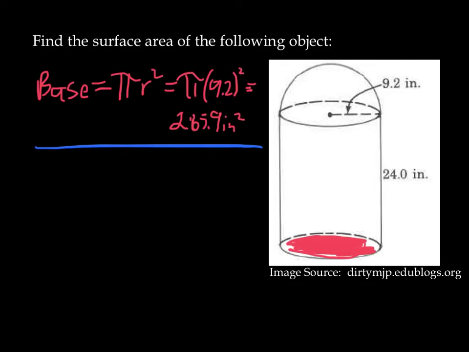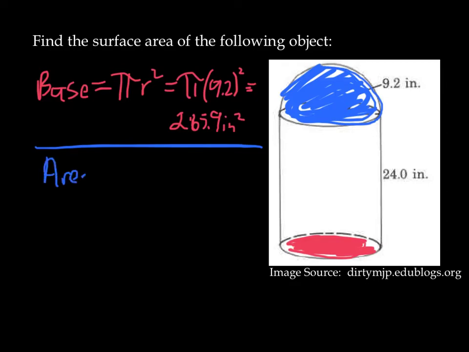Next, let's take a look at the top of the object. The top of the object is a half of a sphere. It's not a full sphere, it's just half of a sphere. Now we should remember the area of a sphere is 4 pi r squared. This is only half of the outside of a sphere.